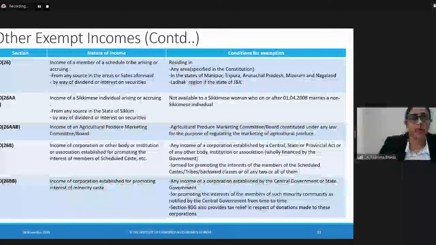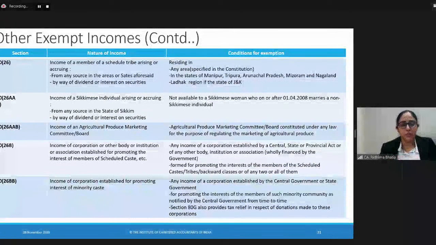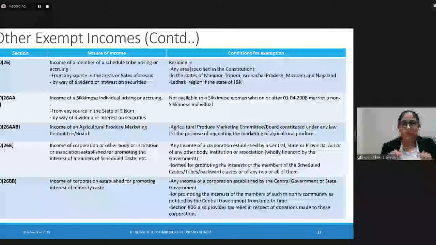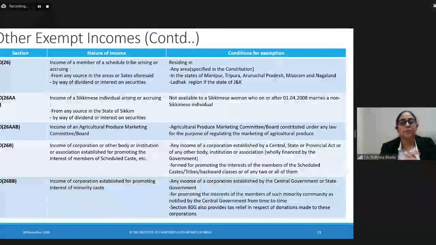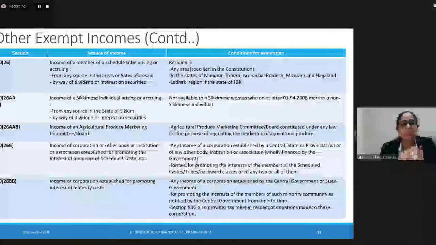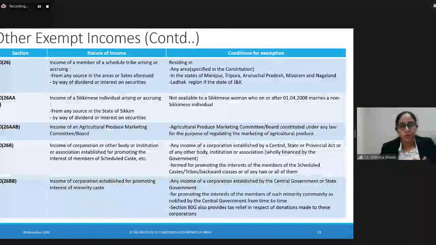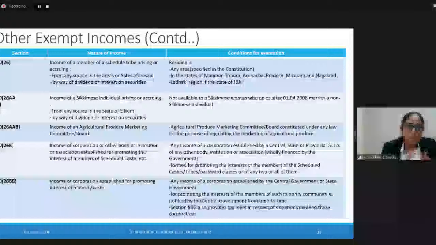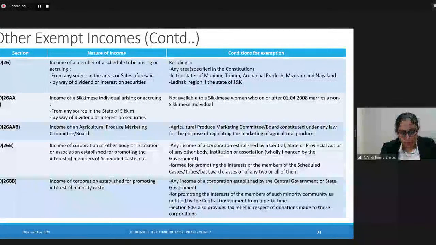Next, again, something in relation to minority, scheduled caste, scheduled tribes. Section 10 clause 26AA is for the Agriculture Produce Marketing Committee Board. Every APMC, whatever income these committees get, is exempt. Similarly, if there's any corporation or body or institution which is established for promoting the interest of the scheduled caste, their income is also exempt under section 10 clause 26B.